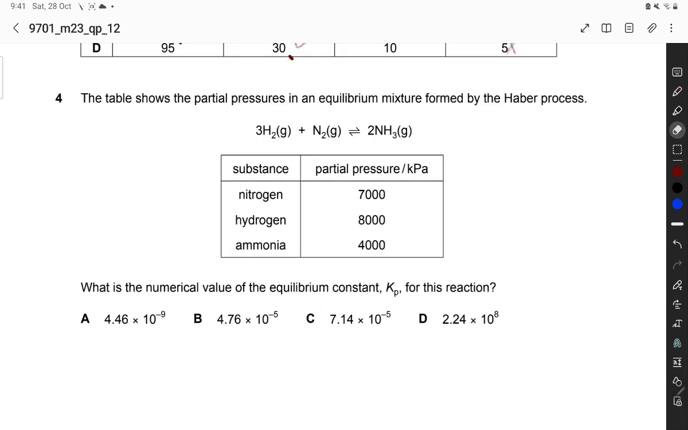Question number 4. The table shows the partial pressure in an equilibrium mixture formed by the Haber process. Hydrogen plus nitrogen to form ammonia. Substance partial pressure in kPa.